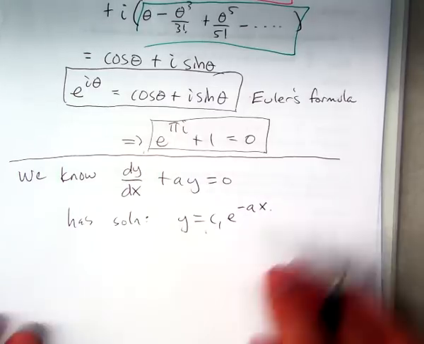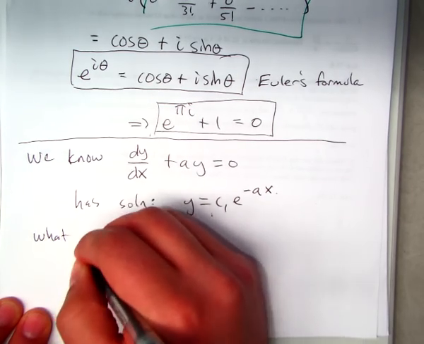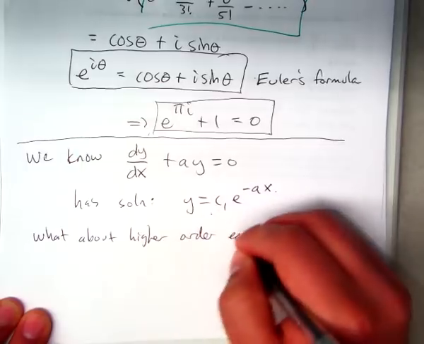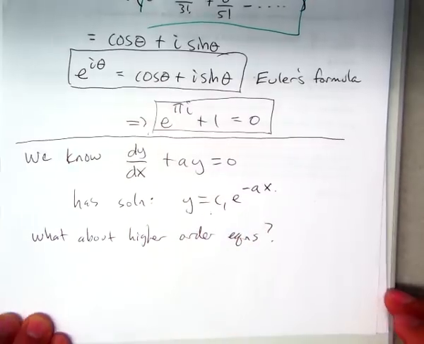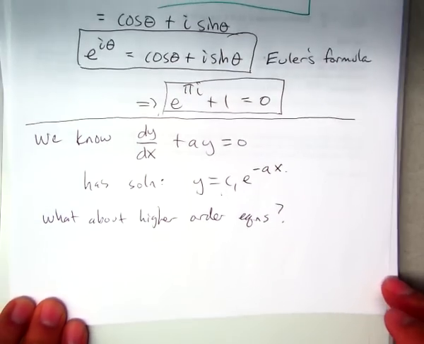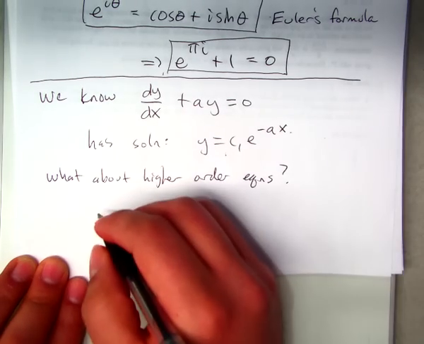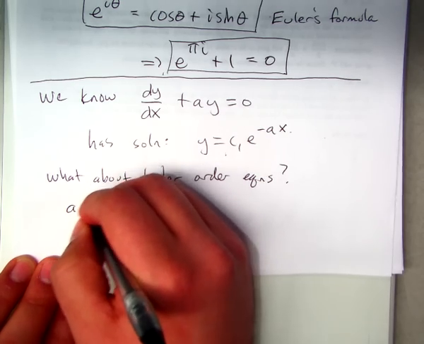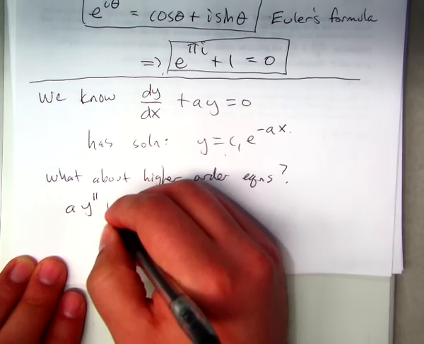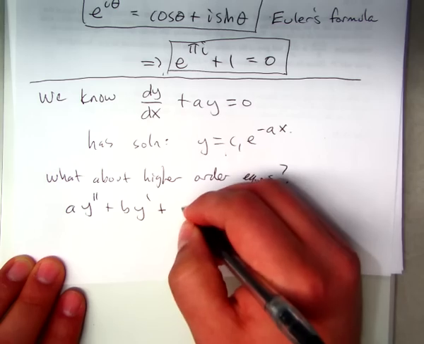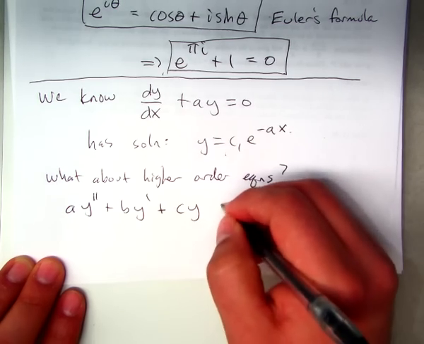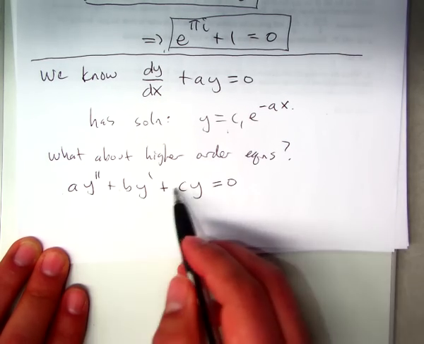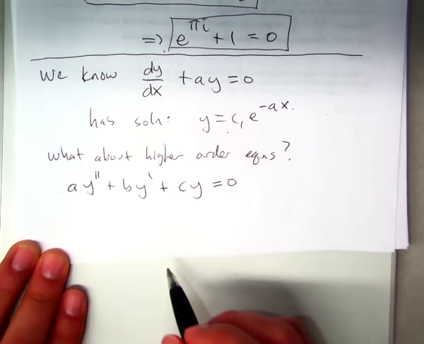What we're interested in today is higher order stuff. So what about higher order equations? So for instance, a y double prime plus b y prime plus c y equal to 0. So particularly the ones that have constant coefficients. Here we have a second order equation.